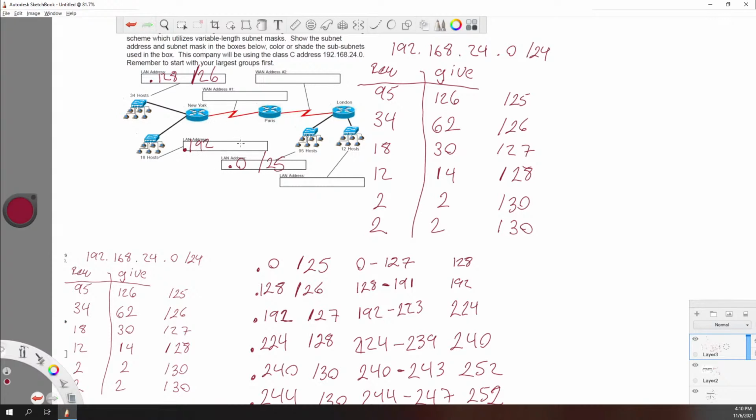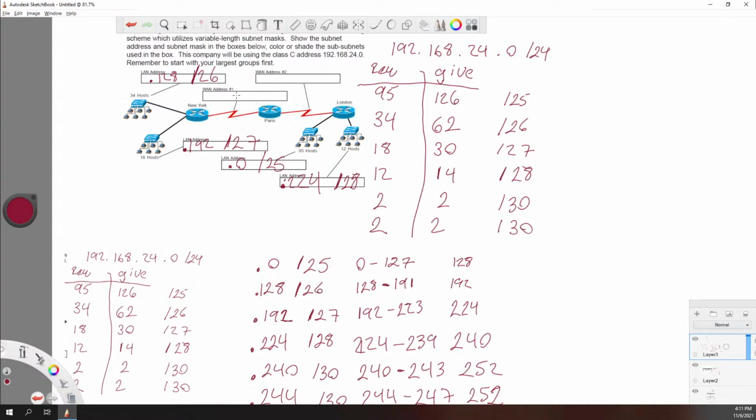Put my decimal in there, 192. That one was a slash 27. We have our 12 hosts. That's a slash 28. So this one here is our next one. So it's a 224, and it is a slash 28.